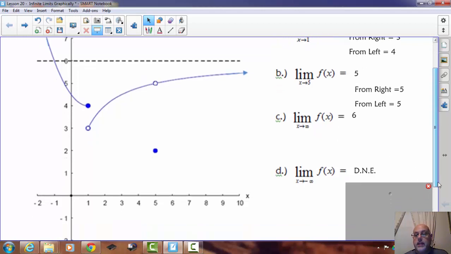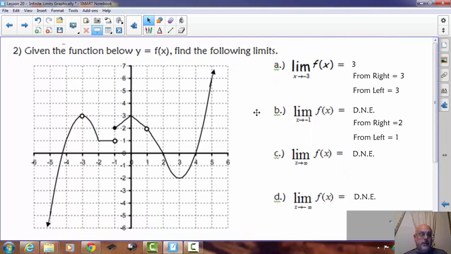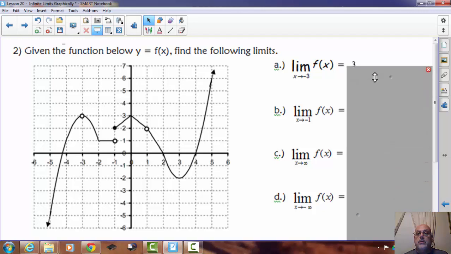Alright, so let's take a look at the next one. Different kind of a graph. Let's look at the first one, the limit of f of x as x approaches negative 3. I'm going to approach negative 3 from the left, and the limit would be 3. When I approach negative 3 from the right, I get the same value. So since I have the same limit from the left and the right, the limit of f of x as x approaches negative 3 would be 3.